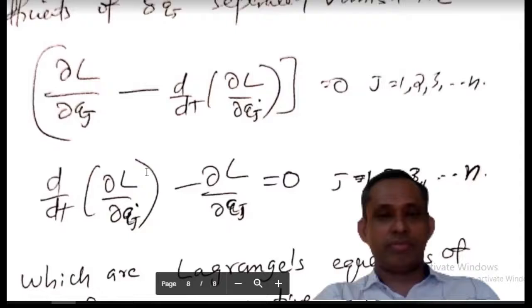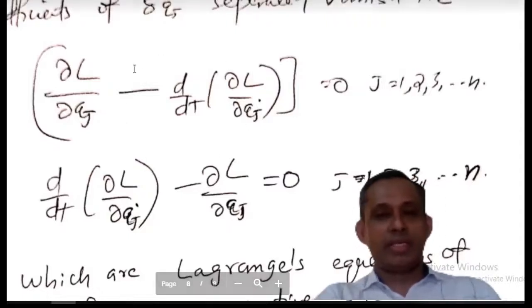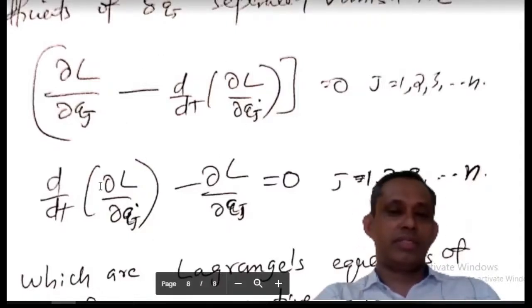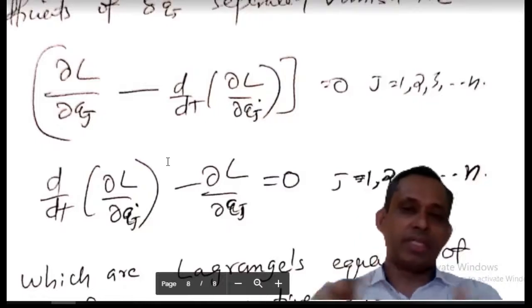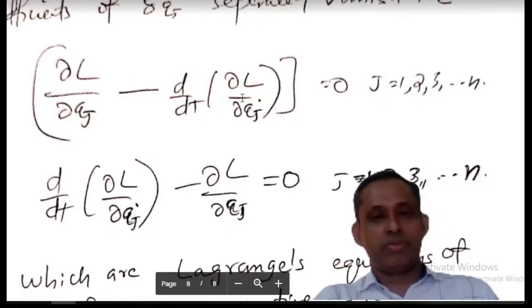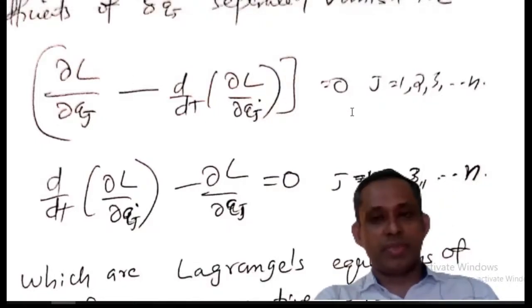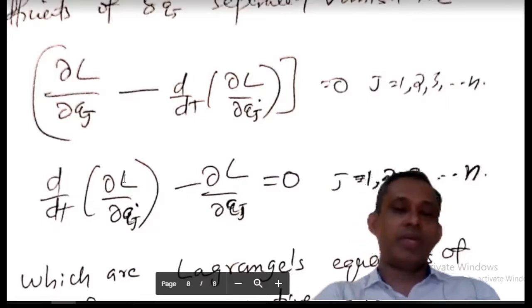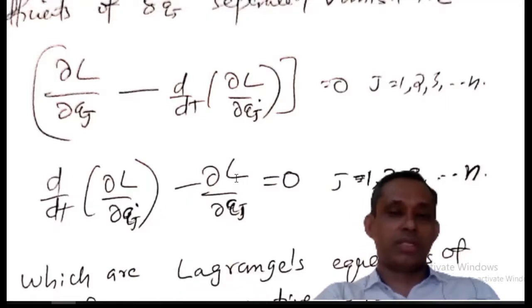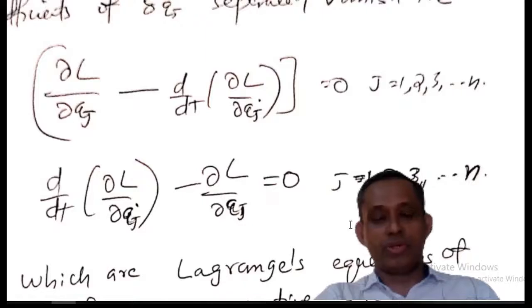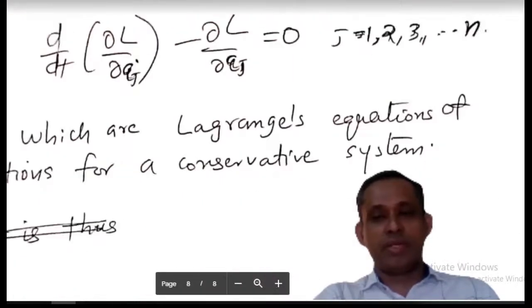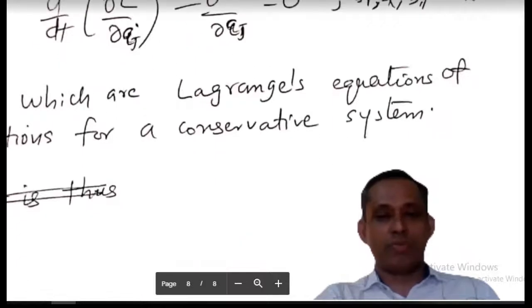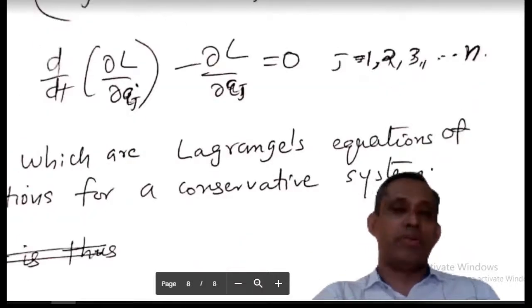Or we can write it by interchanging the two terms, because the right hand side is 0: d/dt of ∂L/∂qj dot minus ∂L/∂qj is equal to 0 for j equal to 1, 2, 3, ..., n, which are basically the Lagrange's equations of motion for conservative systems.